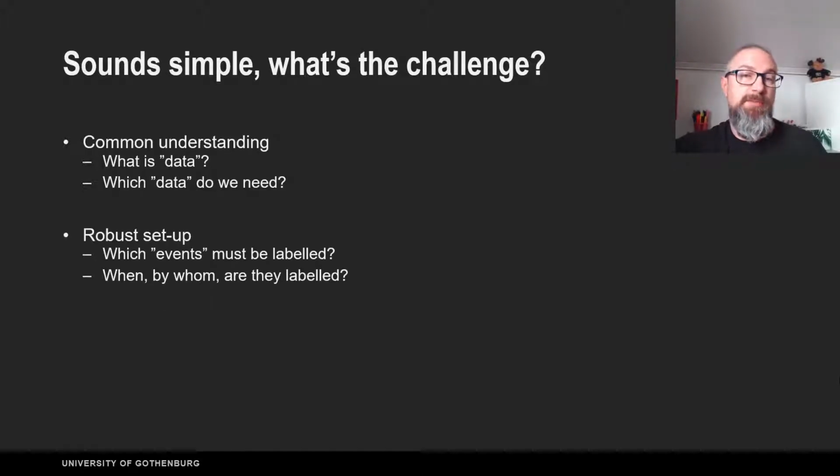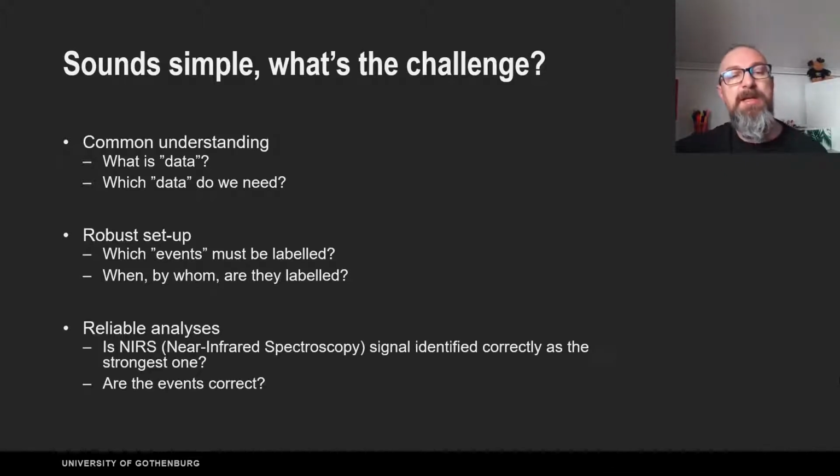Then the robust setup, for example, took us a few months to understand which events should be labeled. There's a lot of things that are happening during the operation, but not all of that is essentially needed. And in the beginning, we labeled everything, and it turns out that it's a bit too much. And then we have to understand who has to do it and when it has to be done, both online or offline. And finally, examples of reliable analysis, for instance, which signals are the most important ones.